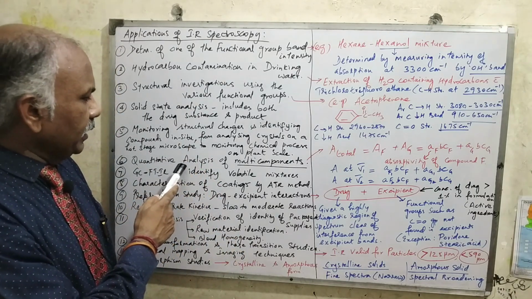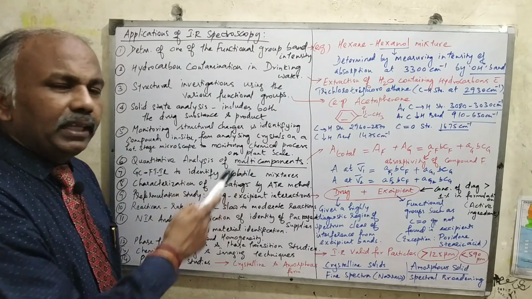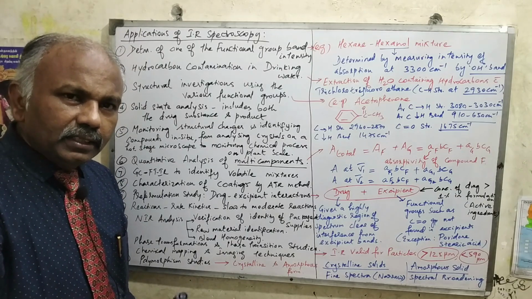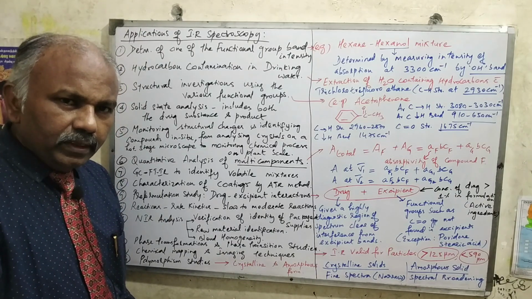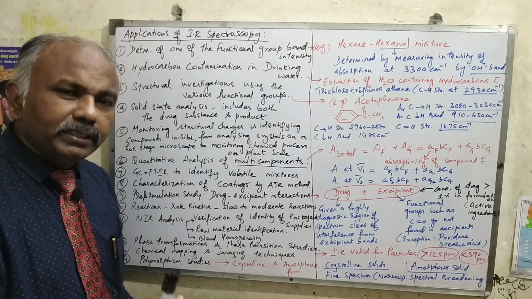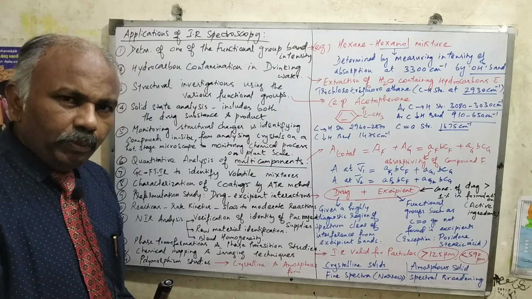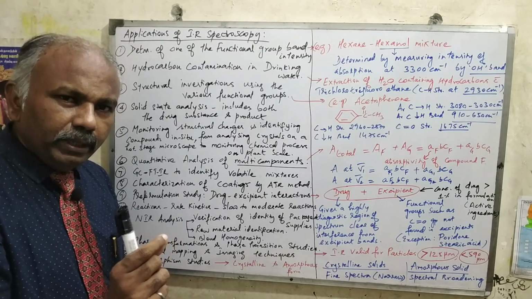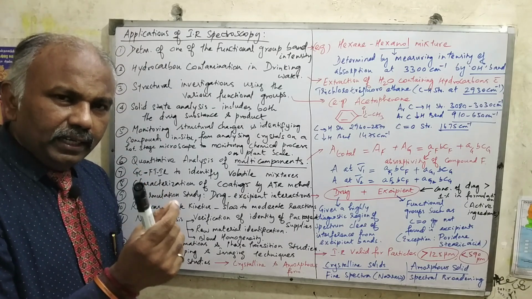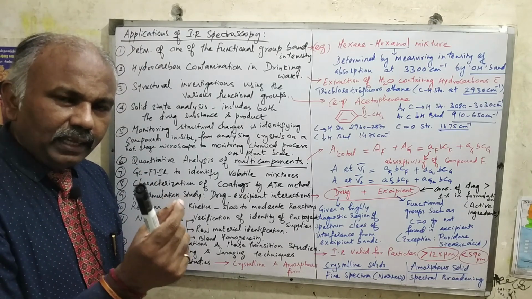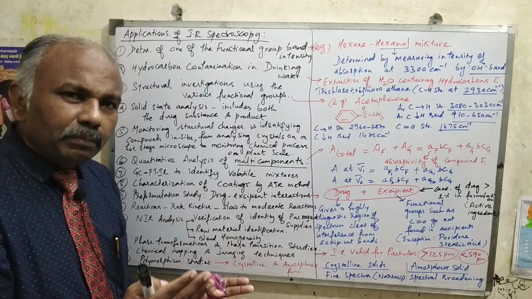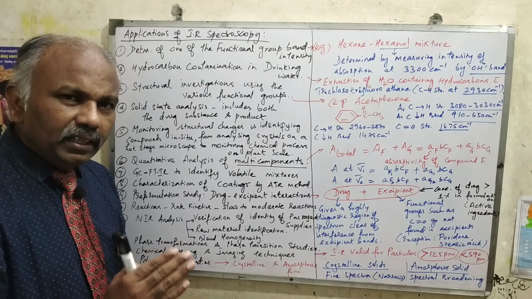The next important application is quantitative analysis of the multi-components. Again, quantitative analysis, even though it is not reliable, because A is equal to abc, the absorbance is directly proportional to concentration of the absorbing species, provided the path length remains the same. But in case of IR spectroscopy, the path length of the sample cell will not remain the same. Why? Because the sample cell is coated with some inorganic compounds like sodium chloride, which is hygroscopic. So after some time interval, the path length may not be the same. So that is not a reliable method.